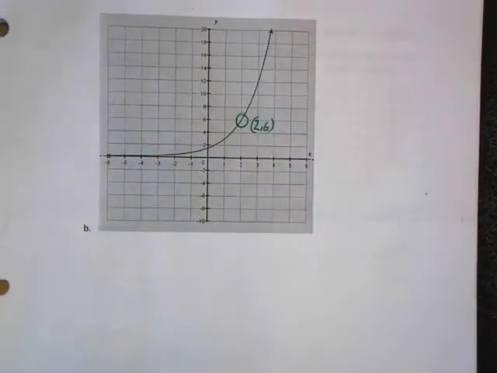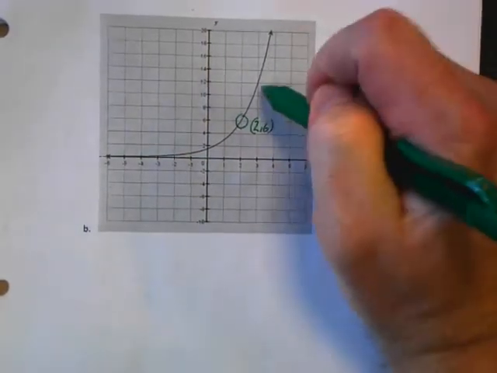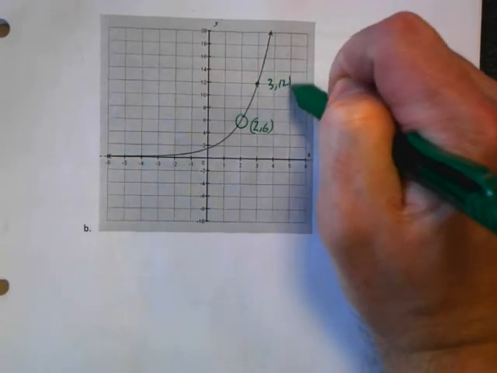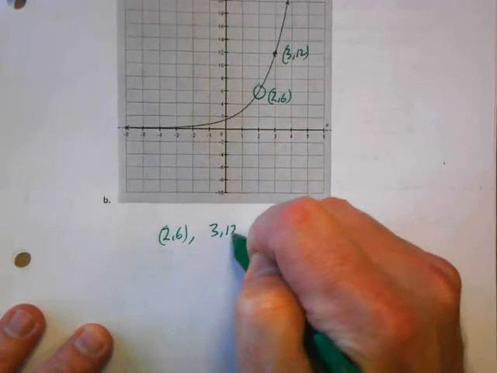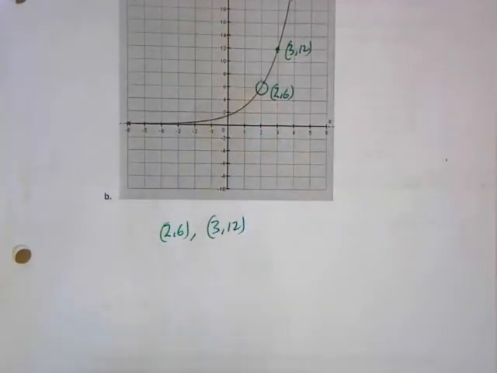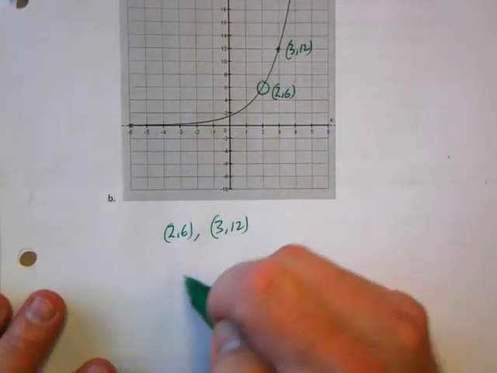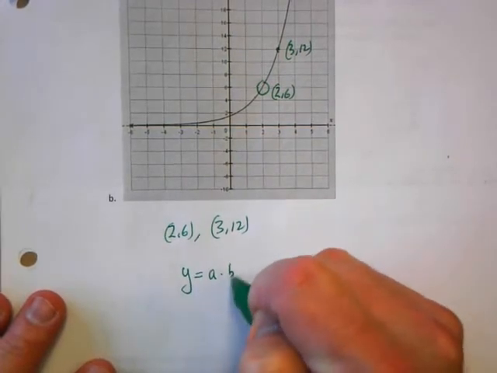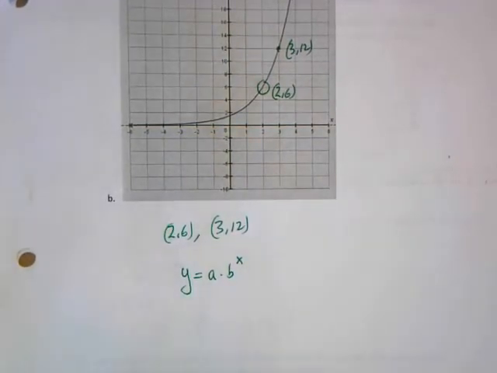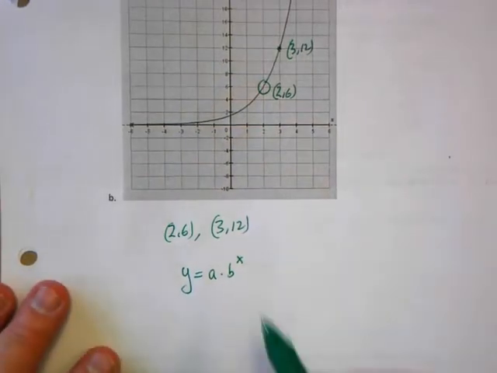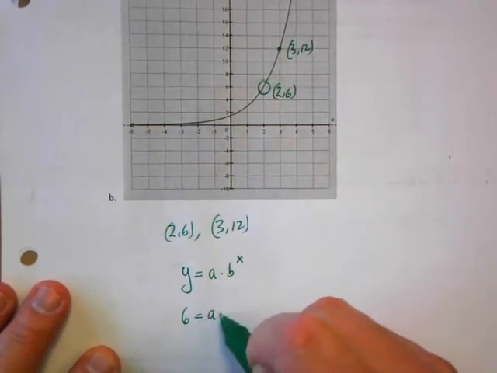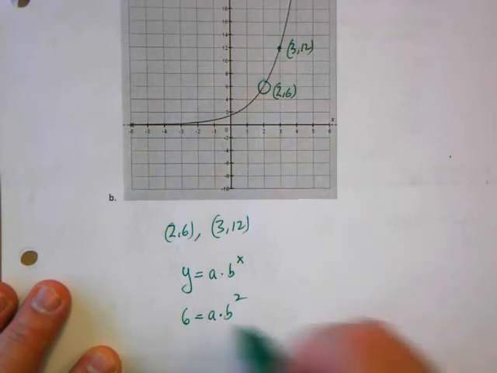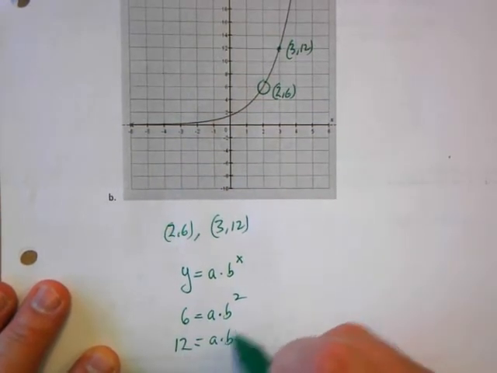Looks like there's one, and 3, 12. All right, so we have 2, 6 and 3, 12. So we're going to solve it like we did before. We're going to have y equals a times b to the x. We're going to plug in both of those points and then divide the 2 equations to find b. That's going to give me 6 equals a times b squared and 12 equals a times b cubed.